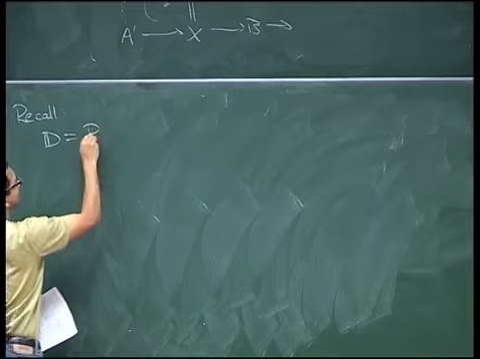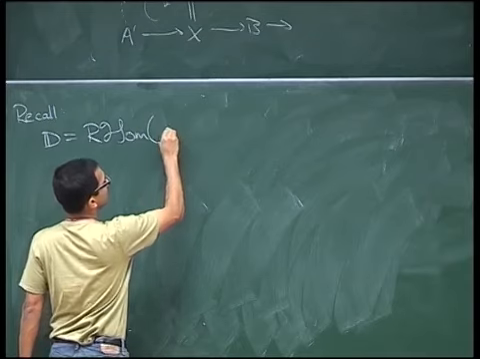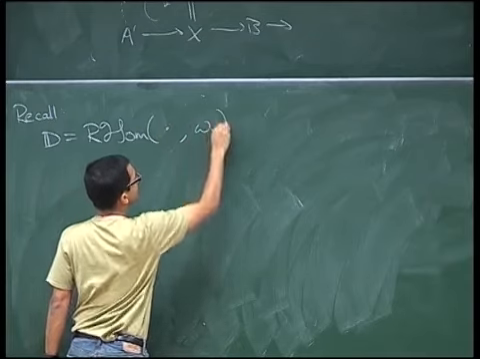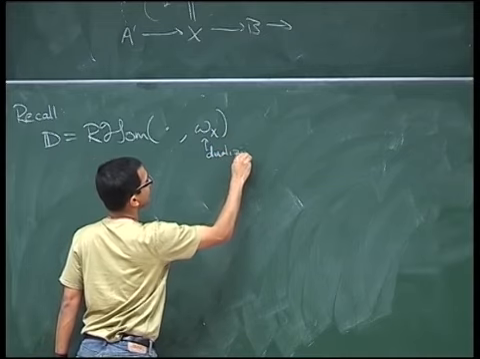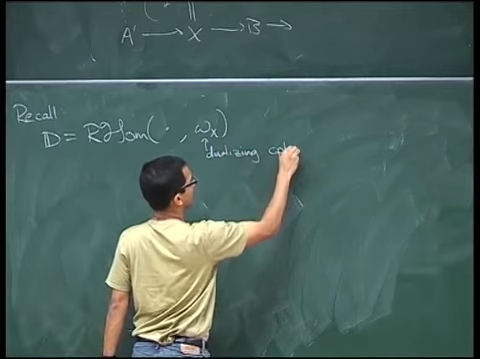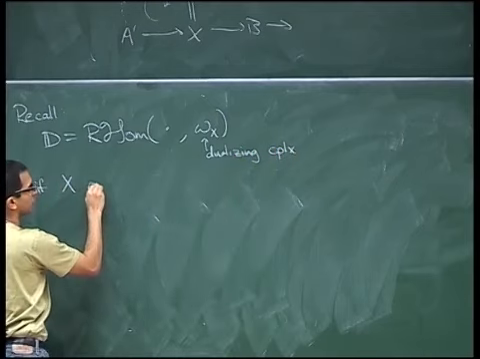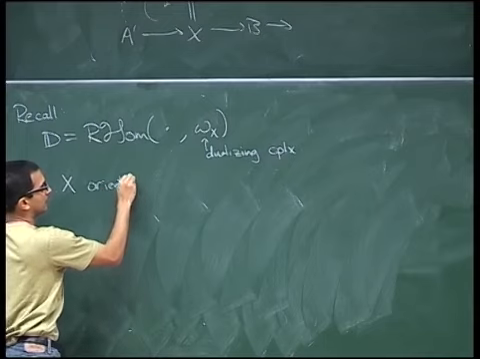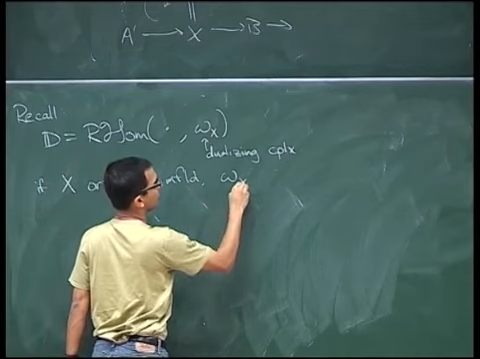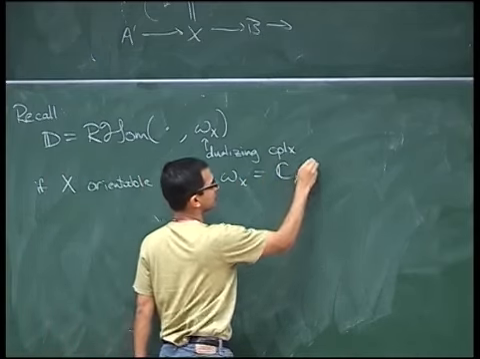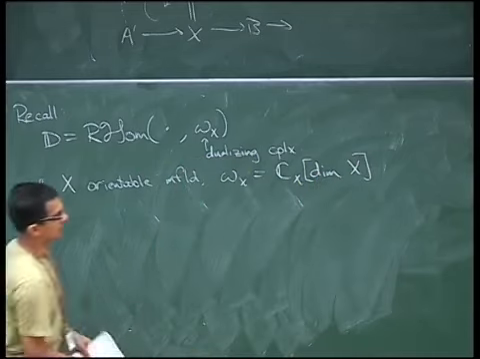Verdier dual is RHom into some fixed object, which is called the dualizing complex. When I wrote it down yesterday, I wrote it down with just the constant sheaf here. So if X is an orientable manifold, omega X is just the constant sheaf shifted by the dimension of X. Okay.